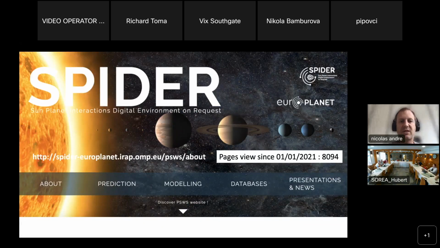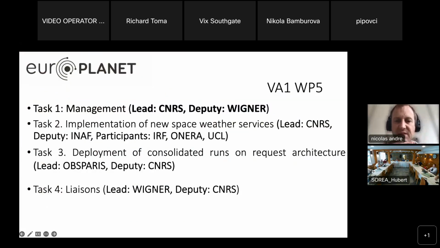So that's where SPIDER came in. This is a portal you can access with the address. Here, it is already quite popular. You find again, like for PSWS, the various domains we develop: prediction, modeling, database, some presentation and news. And you can, from that portal, reach all the services we have developed. So this is currently prototyped, made operational. We are at year three of the program.